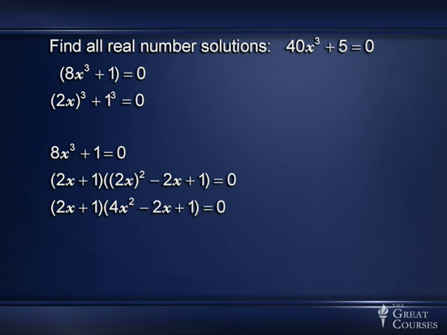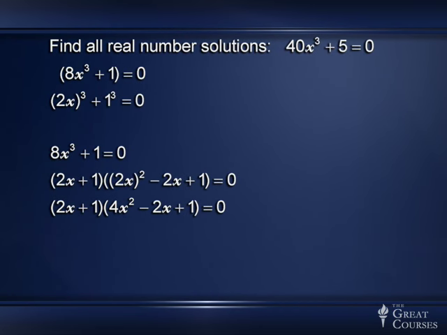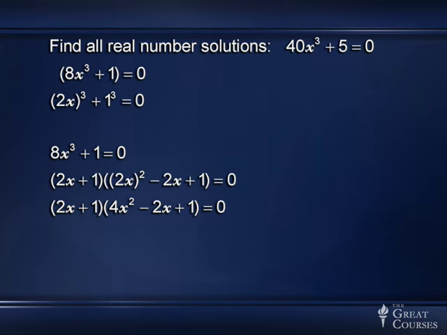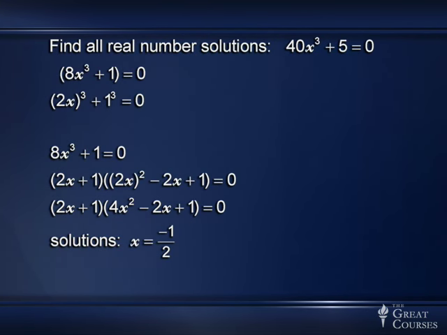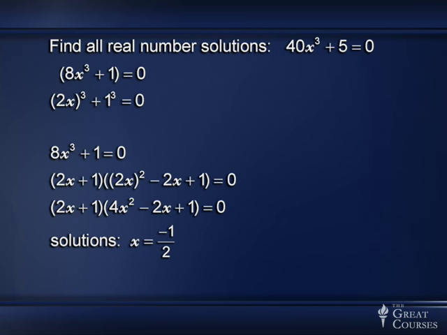I want to know when 2x plus 1 equals 0, and I want to know when 4x squared minus 2x plus 1 equals 0. Well, the first term, 2x plus 1 equaling 0, is going to give me the solution x equals negative 1/2. Again, write down 2x plus 1 equals 0, subtract the 1 over to the right-hand side, divide both sides by 2, and you'll get x equals negative 1/2. So that's a real solution.